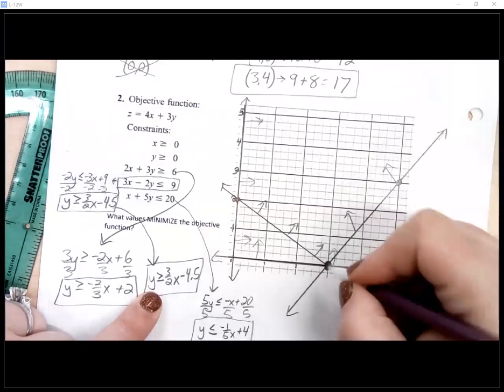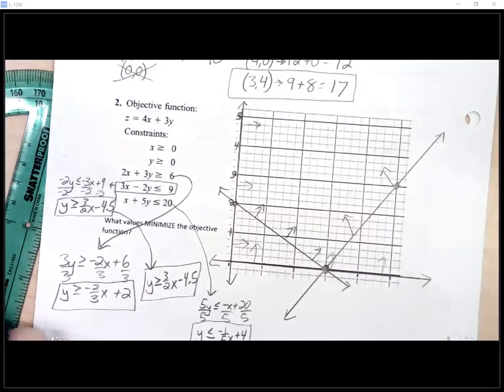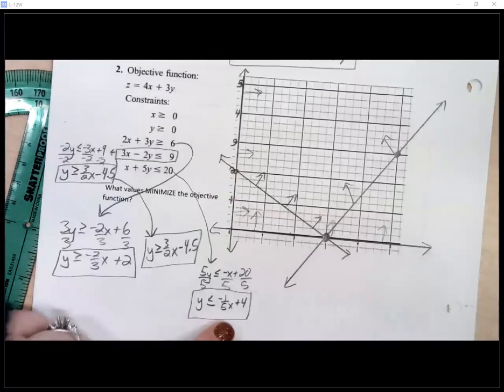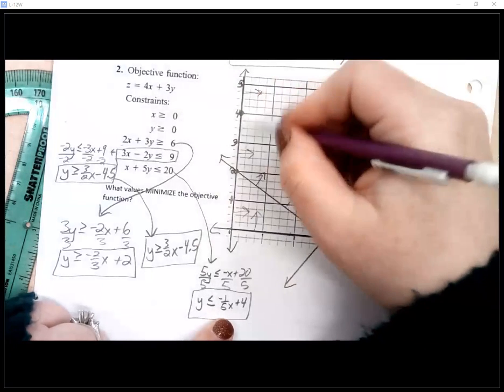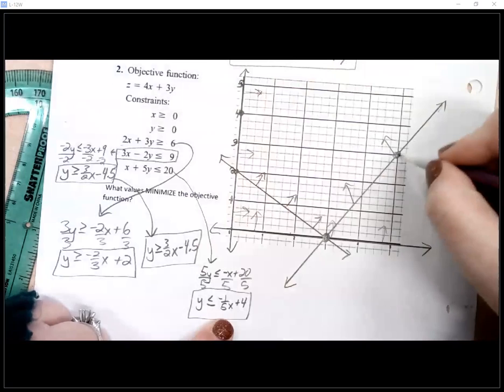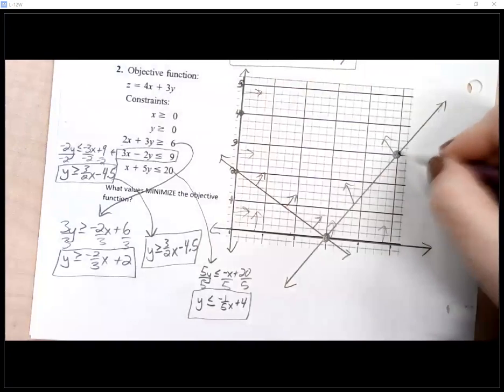Okay, and then I have to grab one final one right here. And this one is easy enough to do. I start at +4 and I'm going to go down 1/5, which runs me right into that. Connect these dots.